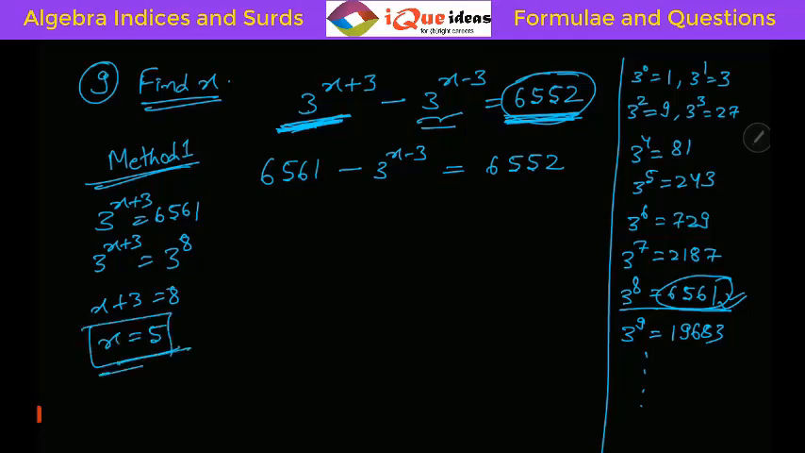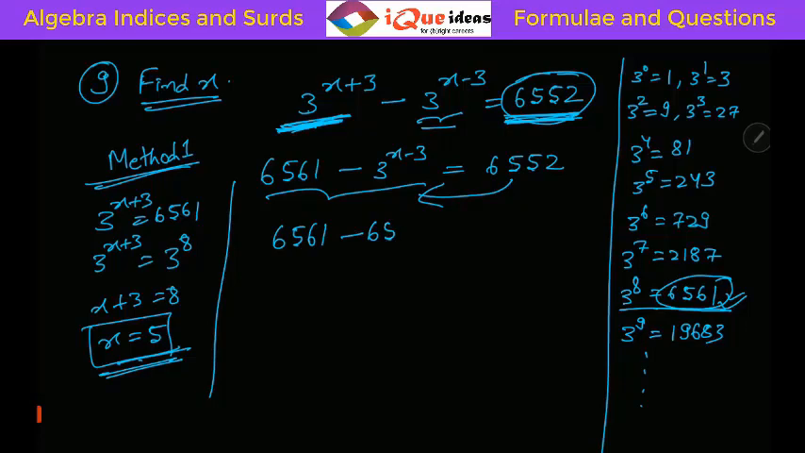Now we don't know whether it is correct or not. That will be confirmed from here. How? Let's see. Bring 6552 to this side. So it becomes 6561 minus 6552, that is equal to 3 raised to the power x minus 3. Now 6561 minus 6552 is 9. Subtract normally. That is 3 raised to the power x minus 3.